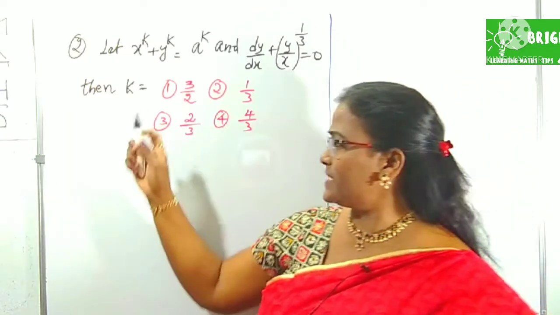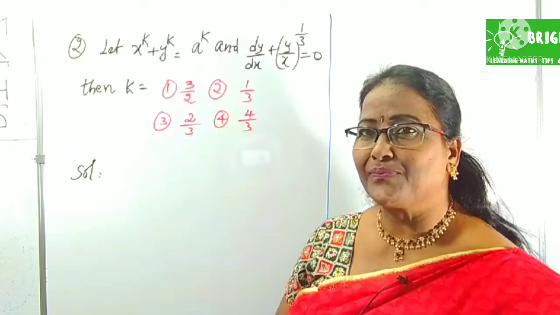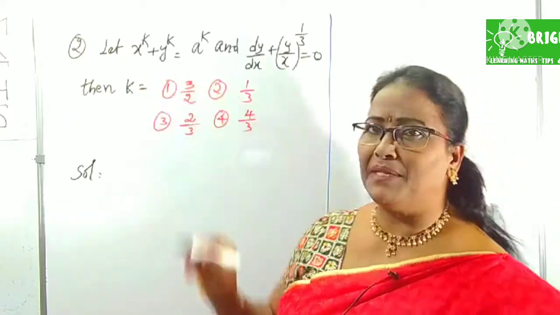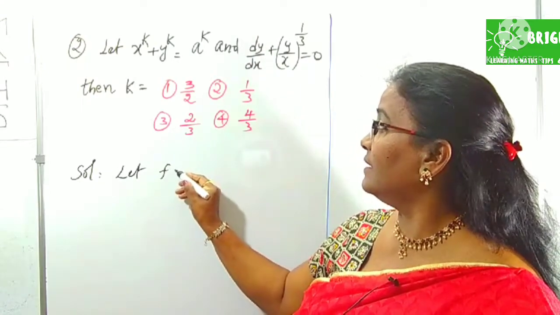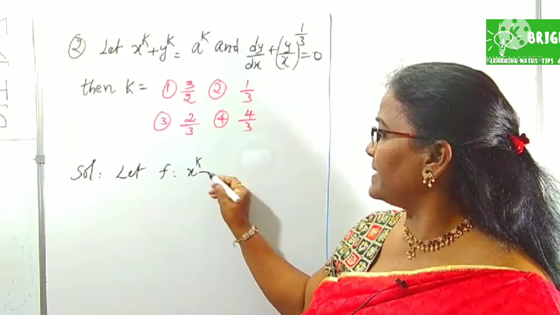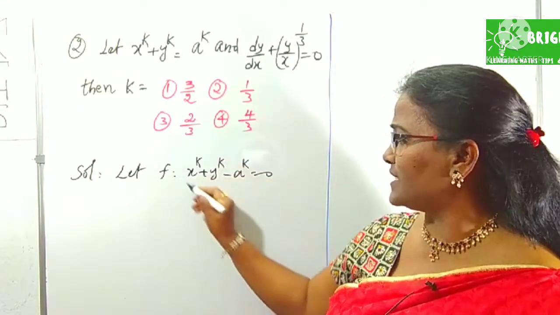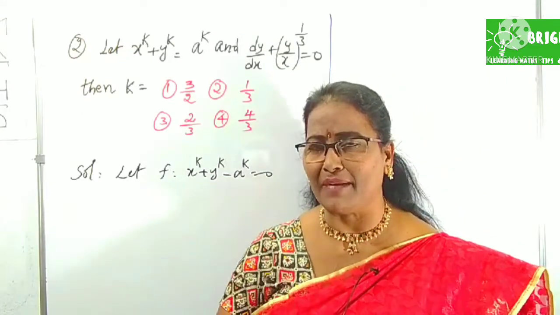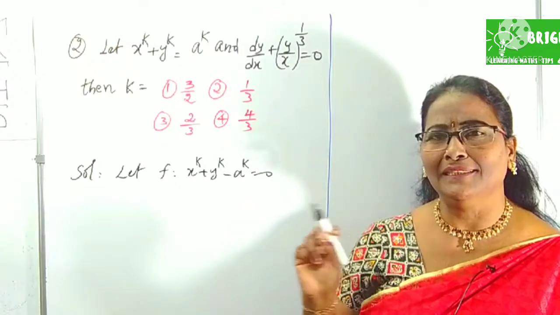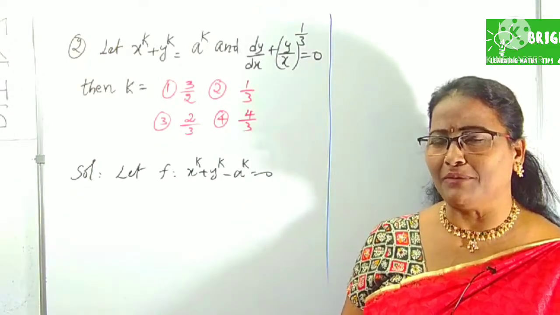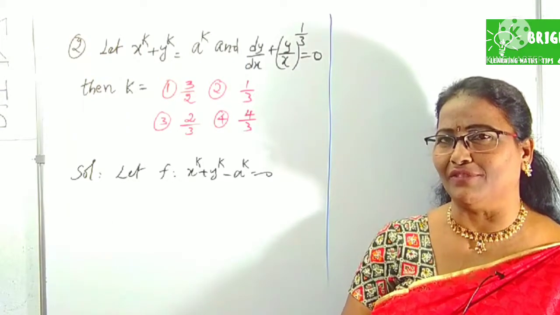So how can you find its derivative? For this one, let it be taken as some f. This is clearly an implicit function, or not? Let f be x power k plus y power k minus a power k equals 0. This function is called an implicit function. I explained a short trick, an amazing super tip, in part 1 of the derivatives chapter, so you can watch it. That is an implicit function. How can you find the derivative?